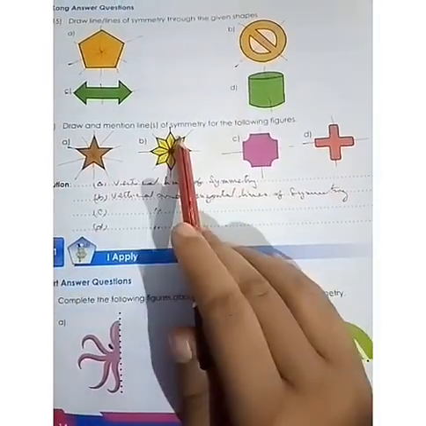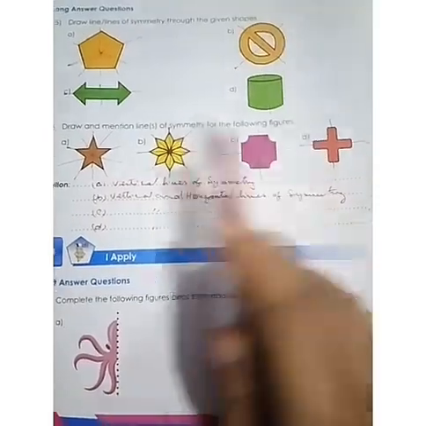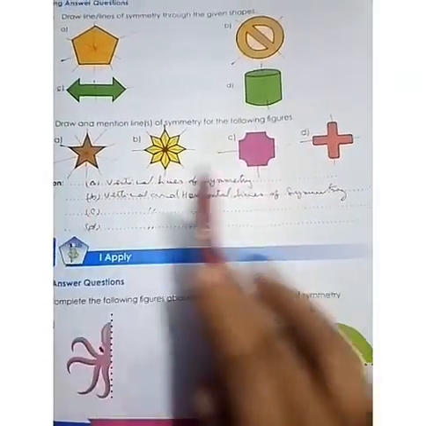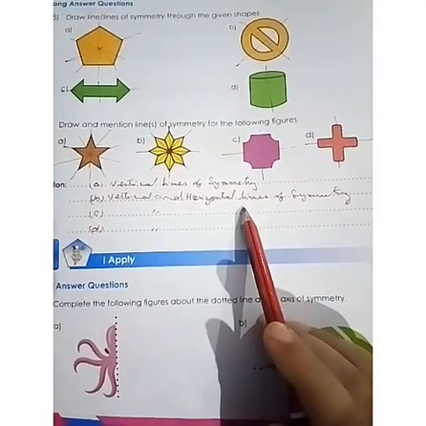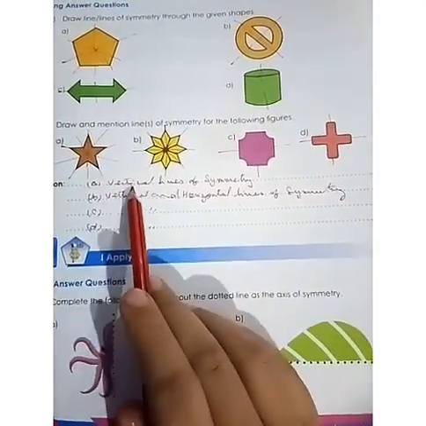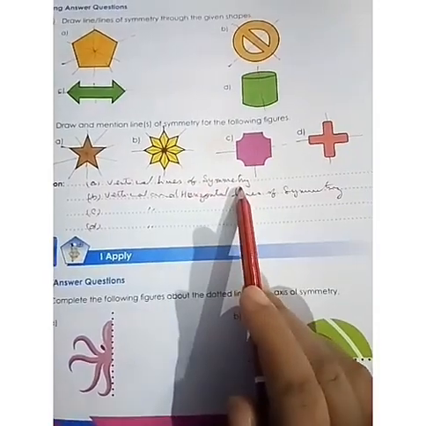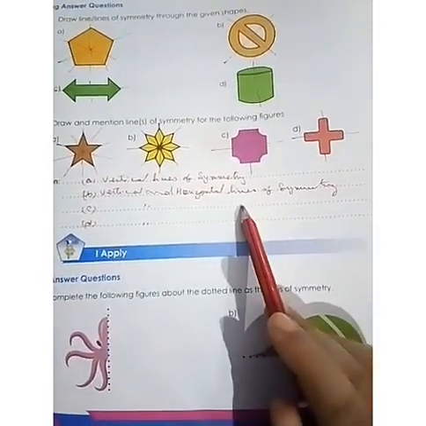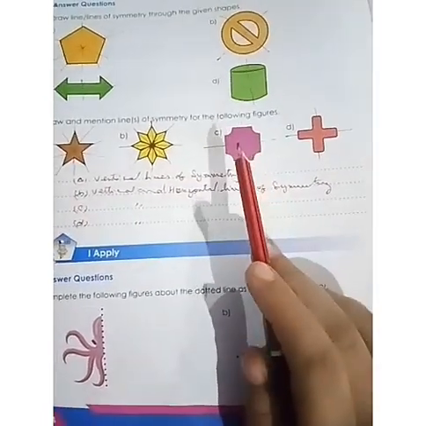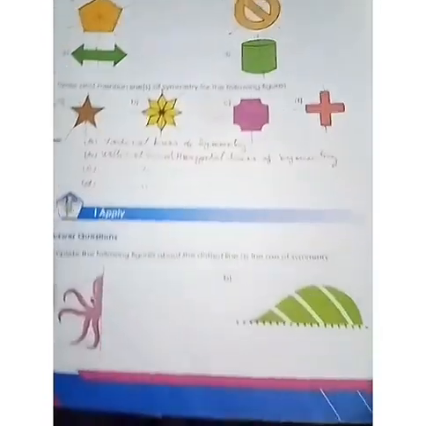Draw and mention lines of symmetry for the following figures. This is also in the same way, you have to divide the figures and you can write what type of symmetry they have. Okay, so the first one I have written here, vertical lines of symmetry. The second one, both it has got vertical and horizontal lines of symmetry. Okay, so you can check out for question number C and D.